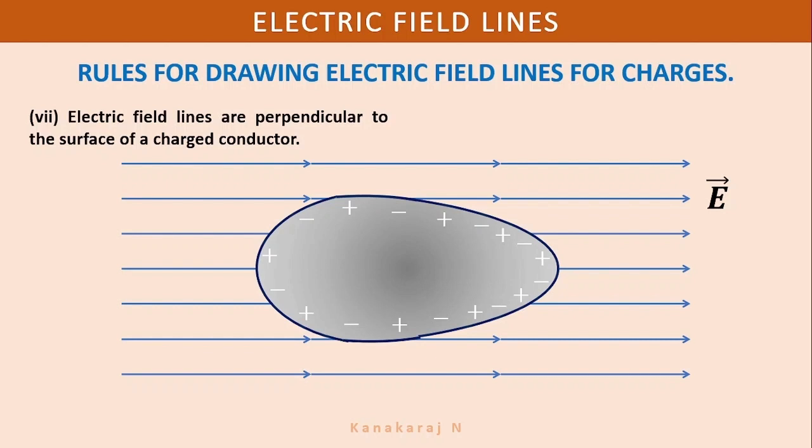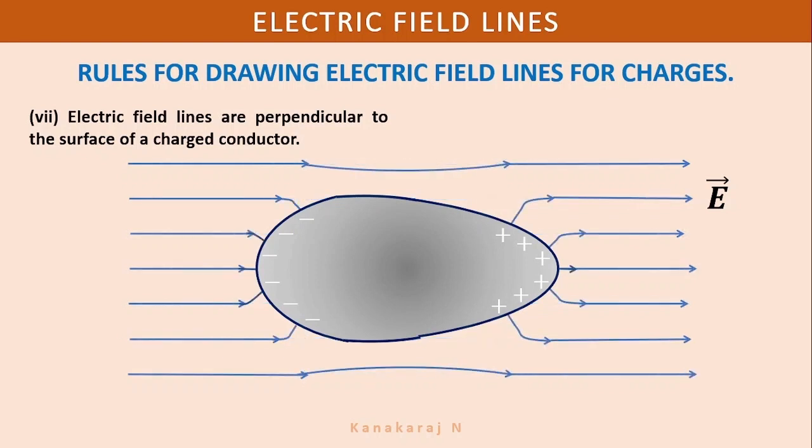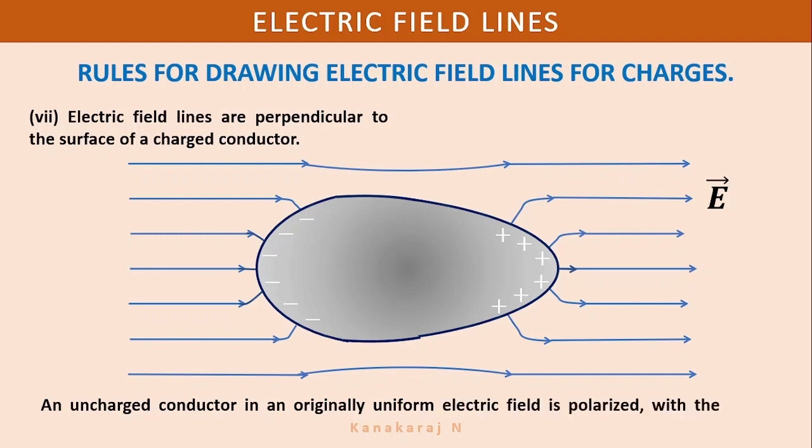So what happens to the charges? Good. All the positive charges will move towards the right end. All the negative charges will move towards the left end, creating a new electric field as shown in the figure. We call this separation of charges in a conductor in the presence of an electric field polarization. So polarization takes place. An uncharged conductor in an originally uniform electric field is polarized with the most concentrated charges at the most pointed end.